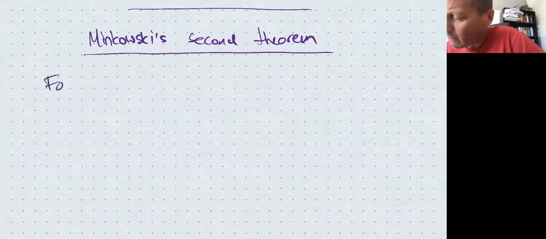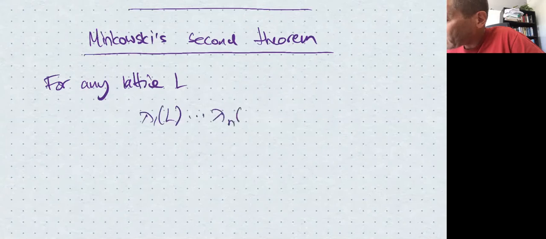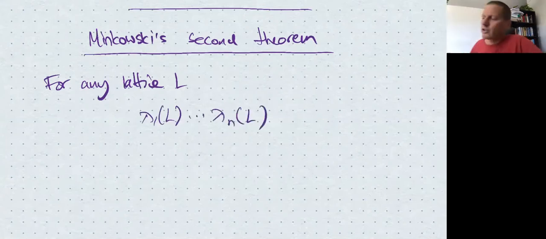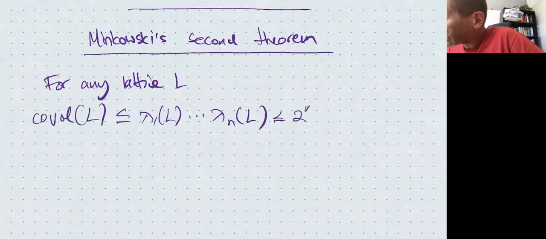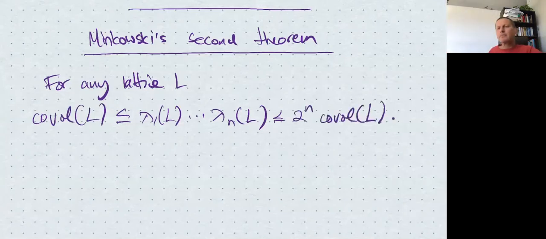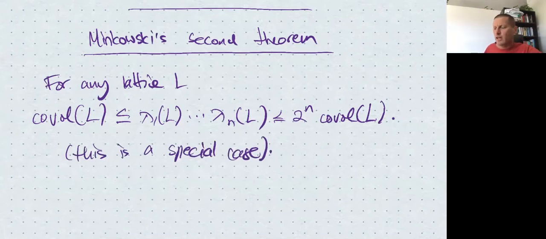So for any lattice L, you look at the product of the n successive minima, and what you get is bounded above and below by constants depending on the co-volume of L. Okay, and this is a special case, and I'm going to move to the general case now, just to state the general case.